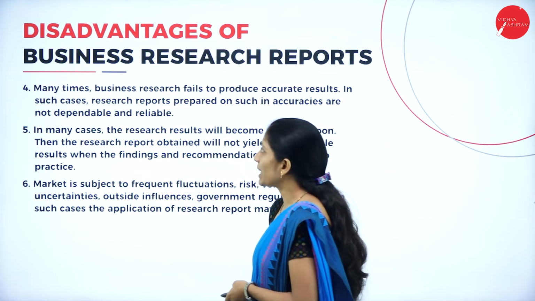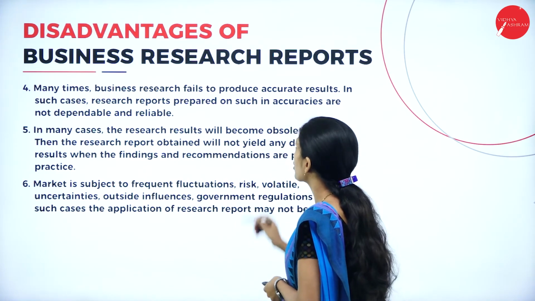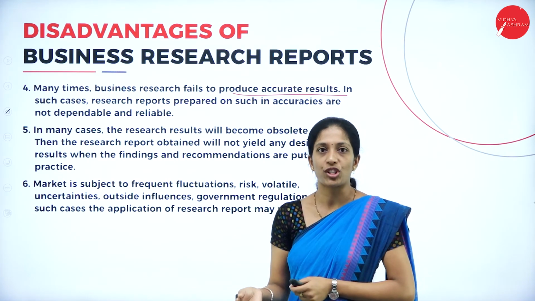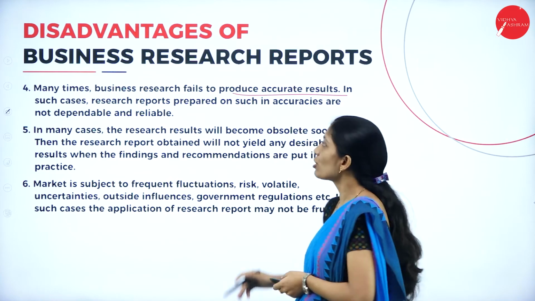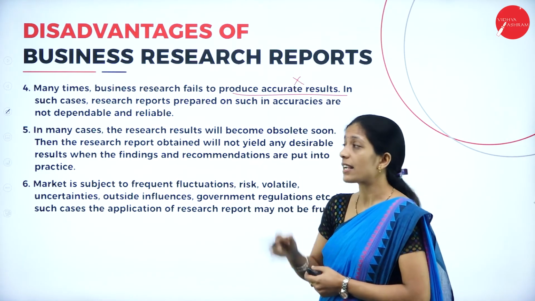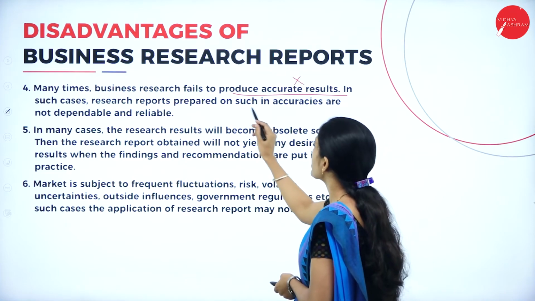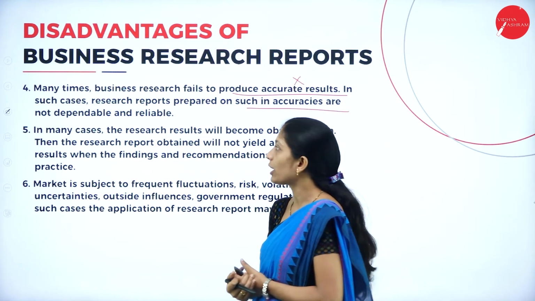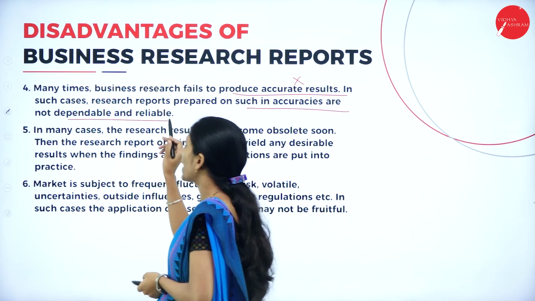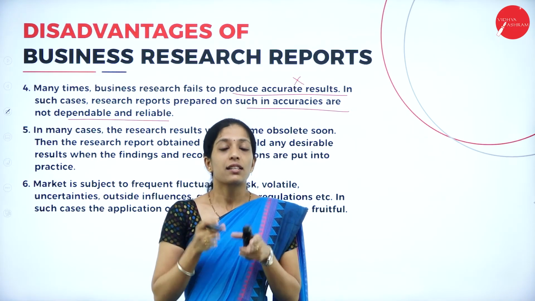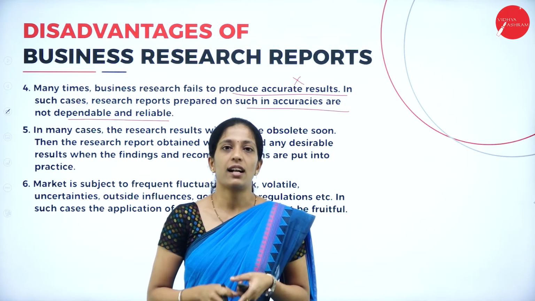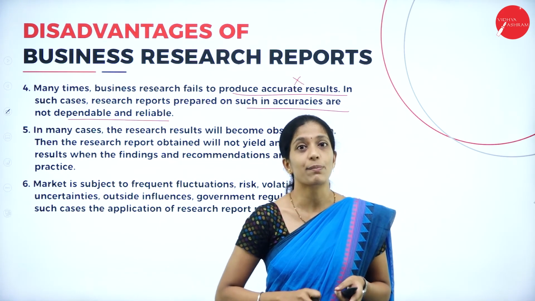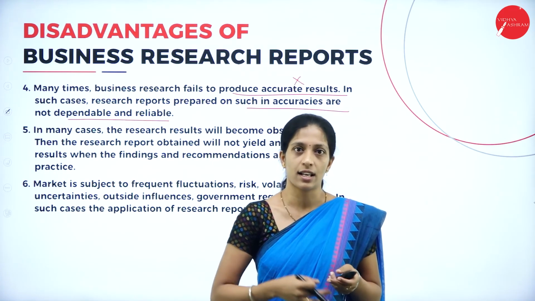Now coming to the fourth limitation, many times business research fails to produce accurate results. As I have already told you, it is based on assumptions, and on the other hand, it does not provide accurate results. In such cases, a research report prepared on such a basis is not dependable or reliable. If the research report does not provide accurate results, then the organizations cannot depend upon it, because it provides inaccurate or incorrect results.